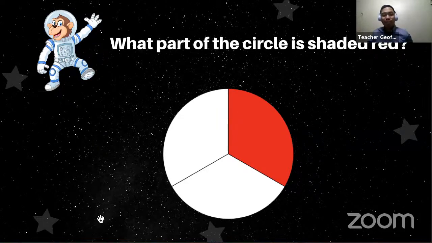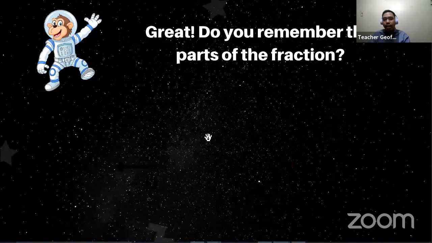Thank you very much, Joseph, for participating. James. Yes, James. Can you tell me what part of the circle is shaded red? 1/3 of the circle is shaded red. That's right, James. Thank you very much. 1/3 of the circle is actually shaded red. It's really great to have these space adventurers still remembering our fraction lesson. Now, as mentioned, we have 1/3 that is shaded.